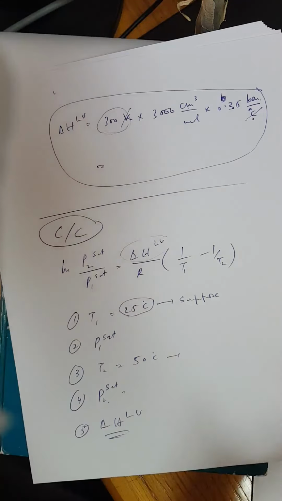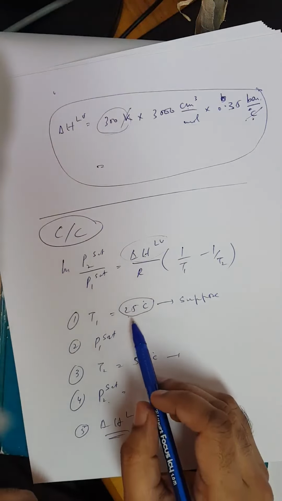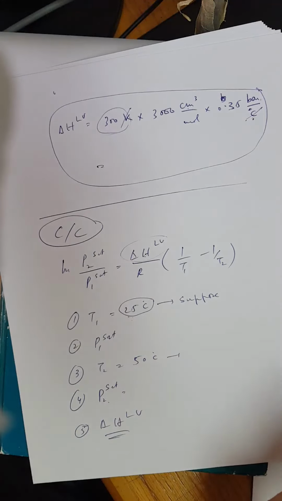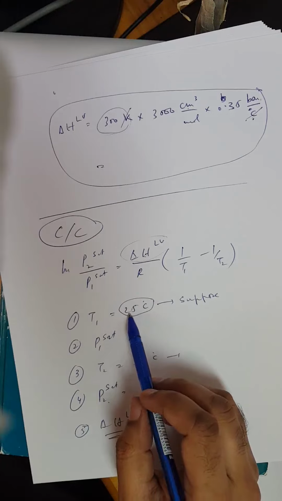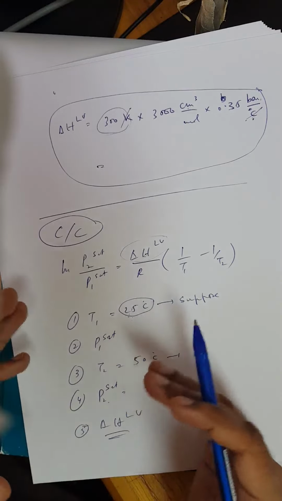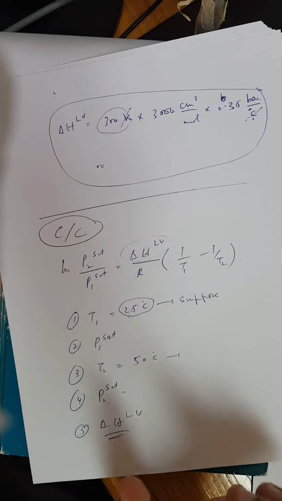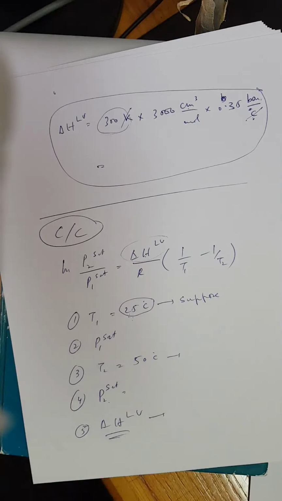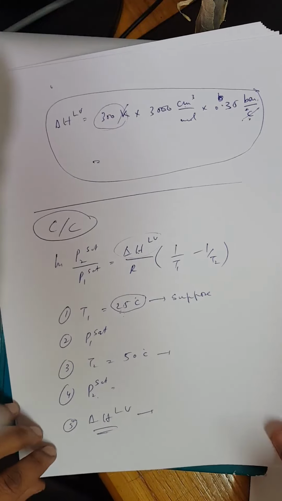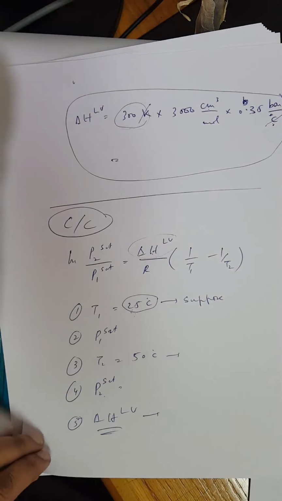But if you take a much bigger difference like 25 and 500, of course your error will be a little big. But if you take 25 and 50 or 25 and 26, your error will be small. So just keep in mind that, and you can find the values of delta H LV. And this is the easy way to solve the problem.